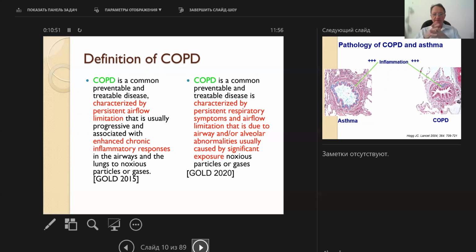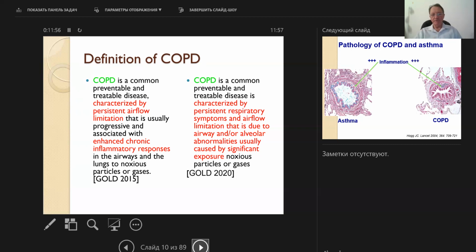now we have a different definition. Comparing these definitions, COPD is a common, preventable and treatable disease characterized by persistent airflow limitation. Persistent airflow limitation is crucial for both definitions, but in the previous one, it was an enhanced chronic inflammatory response in the airways. But now we recognize COPD as a process with persistent airflow limitation and respiratory symptoms. This is due to airway and alveolar abnormalities, usually caused by significant exposure to noxious particles and gases. That's the difference.